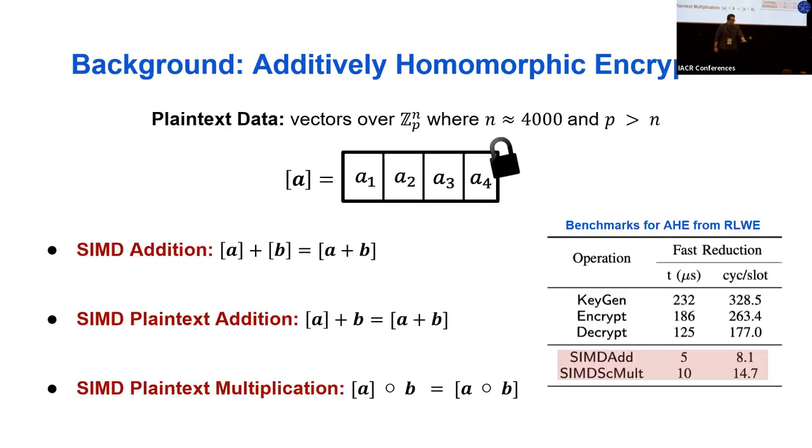Very briefly, we're going to define additively homomorphic encryption. All of the AHE schemes that we'll be looking at today will be single instruction, multiple data. So all the ciphertexts are going to encrypt vectors of elements, and all the arithmetic operations will be component-wise. So like SIMD, encrypted addition will take two encrypted vectors, A and B, and output an encryption of the component-wise sum of A and B. Same thing with plaintext addition. It's just that the operand B is in the clear.